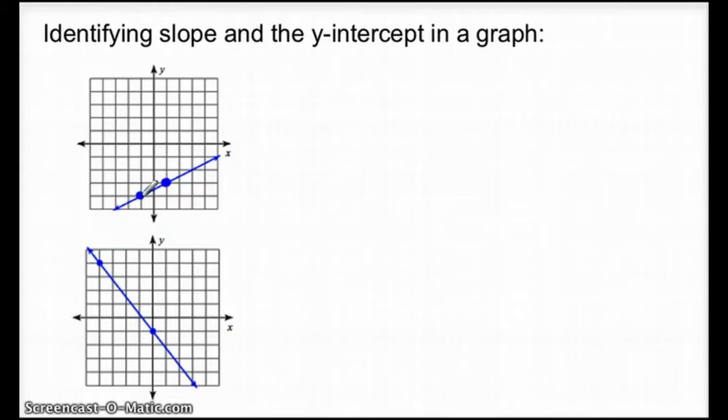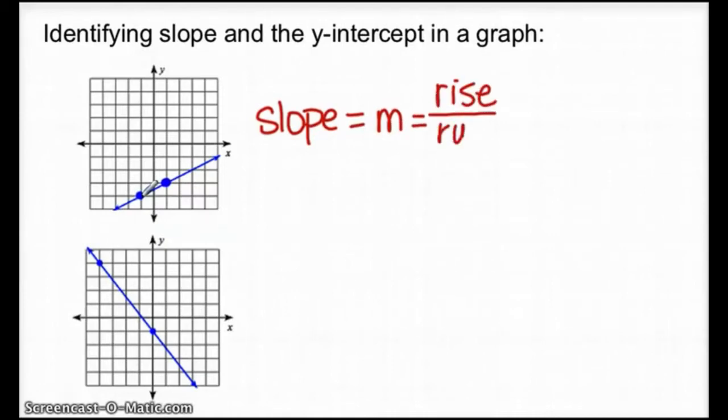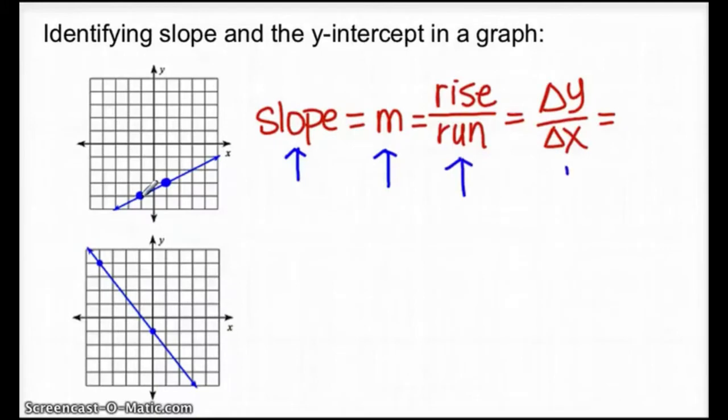So let's start with slope equaling. Slope equals m, which equals rise over run, which equals the change in y over the change in x. So all of these things are equivalent. You might see slope written like this, or like this, or like this. There are several ways in which to indicate slope. The most common way that you're going to see it is with the m.